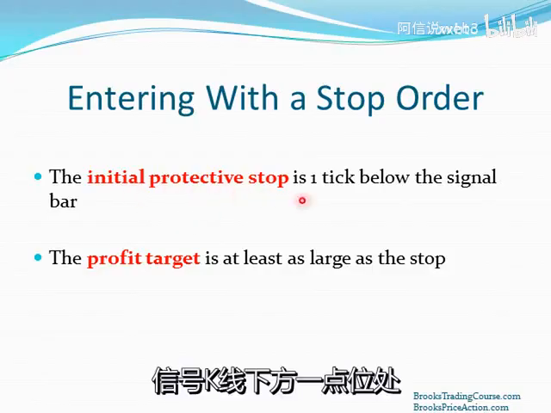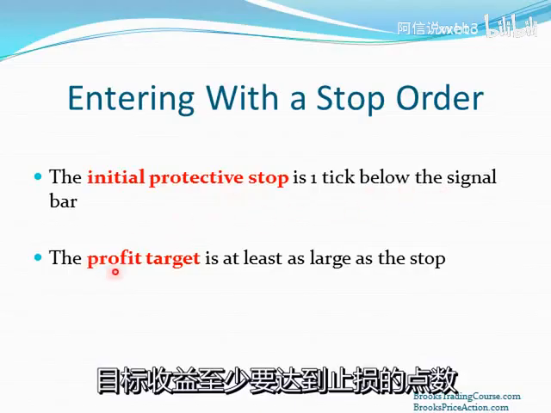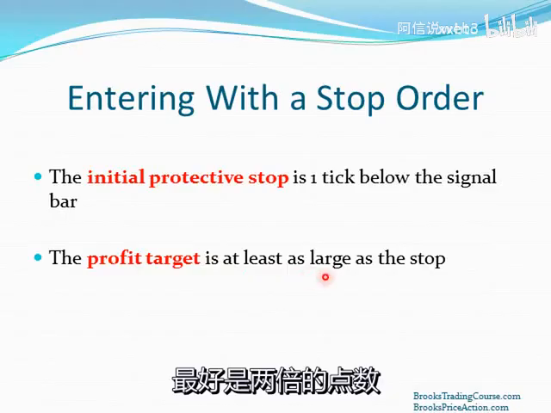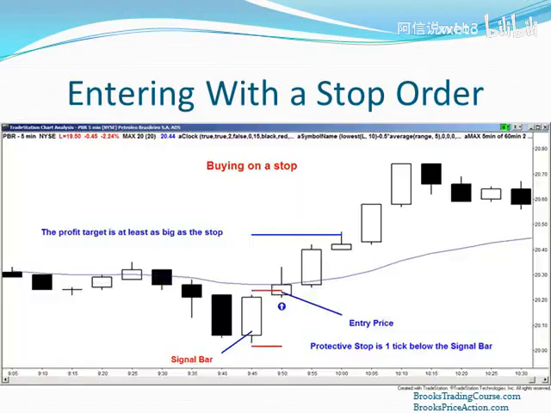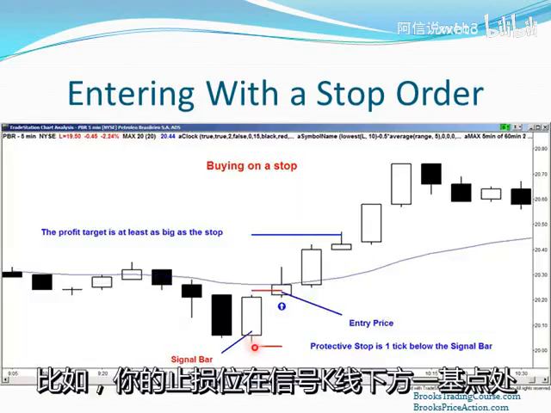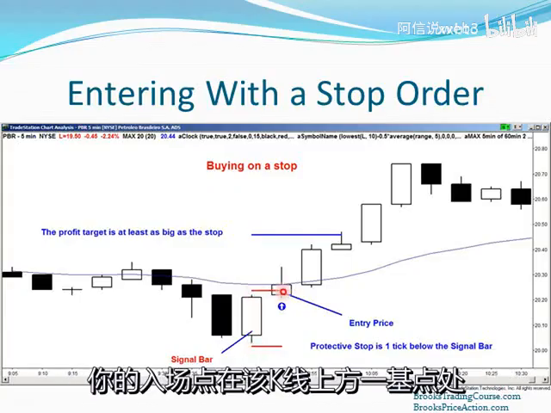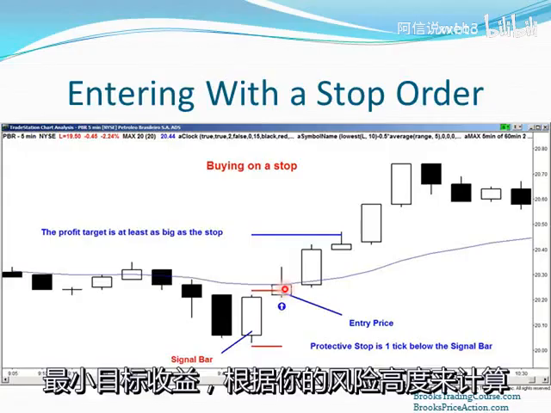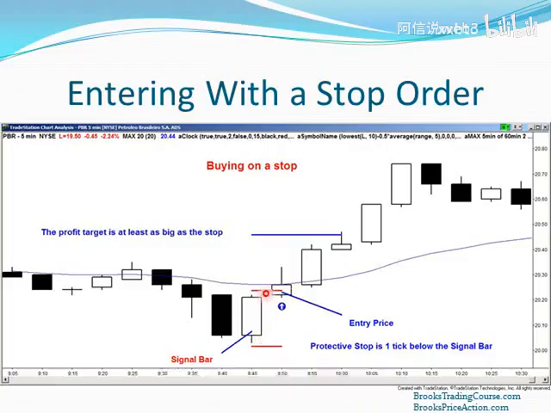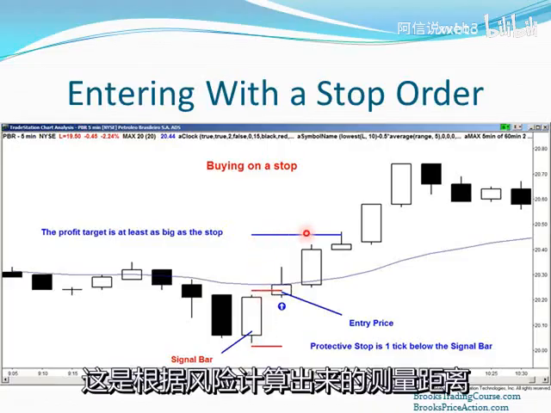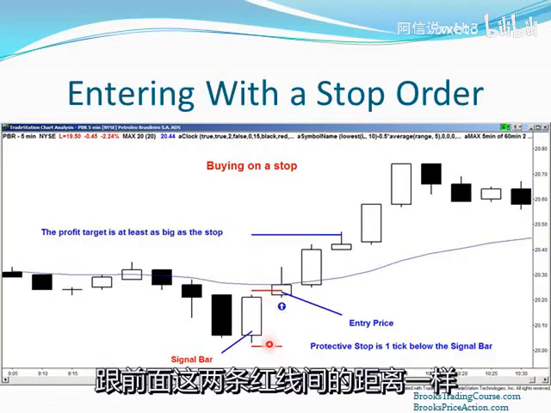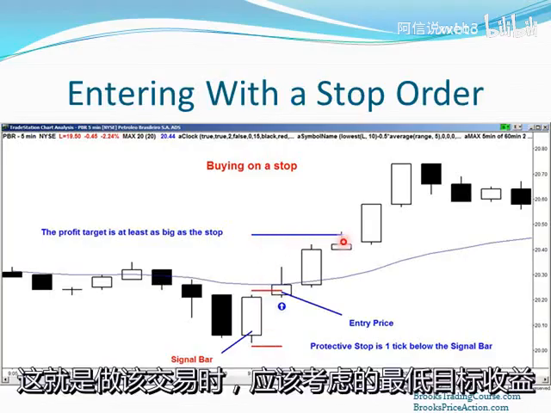The initial protective stop is one tick below the signal bar, and the profit target, always at a minimum, is at least as large as your stop, preferably 2 times as large as your stop. So for example, your protective stop is one tick below the signal bar. Your entry price is one tick above the signal bar. A minimum objective would be a measured move up based upon the height of your risk. All right, so this is how much you risked, and this is a measured move up equal to the distance between the 2 red bars, and that would be the minimum profit target that anyone should ever try to get.